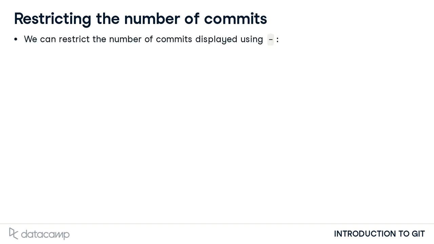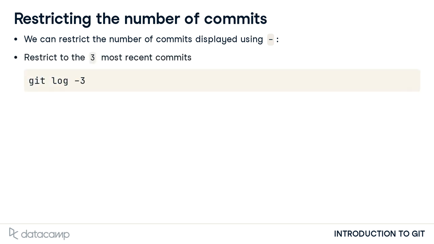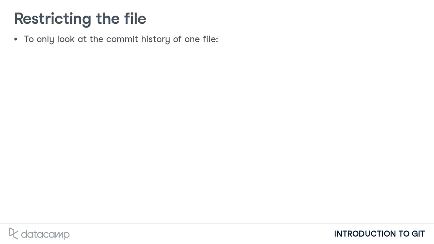We can restrict the number of commits displayed by including a dash followed by the number of commits. Here, we show the 3 most recent commits. Another option is to restrict the output to a specific file. Here, we include the file name report.md, which would restrict the output to the history of this file.